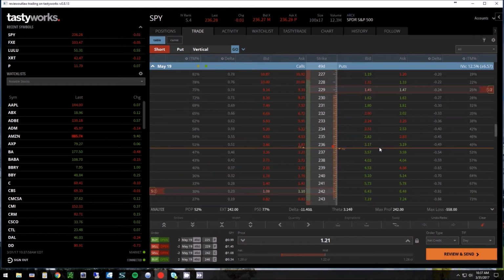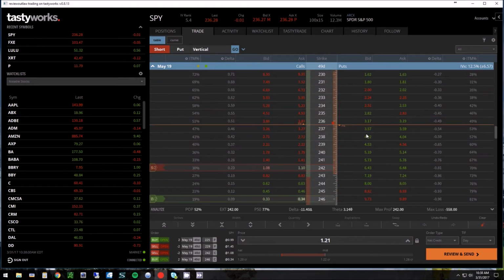And so basically, it's a neutral position. So I kind of wanted to stay in the middle here. My probability of profit is 52%, but my probability of hitting 50% is 77%. Max loss is 558, and my credit is going to be $1.21 multiplied by 100, so $121. I'm putting 2 of these in, so there's 2.